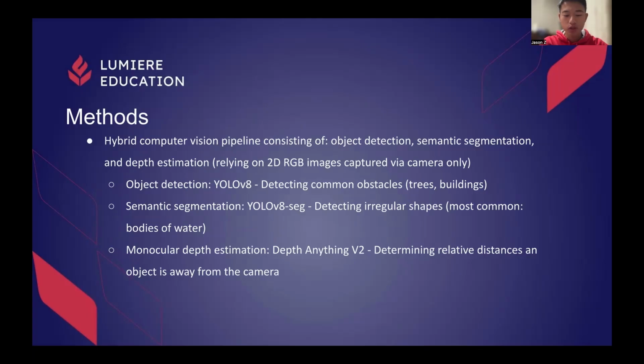The proposed pipeline integrates three key deep learning components. Number one, YOLO V8 object detection. This model identifies major obstacles, primarily trees and buildings, using bounding boxes. Number two, YOLO V8 semantic segmentation. This is essential for detecting water bodies, which often have irregular shapes that bounding boxes cannot capture accurately. And number three, Depth Anything V2 monocular depth estimation. This model predicts per pixel depth from a single RGB image, allowing the system to assess terrain flatness and elevation changes. By combining these three components, the pipeline produces a more complete understanding of the scene.